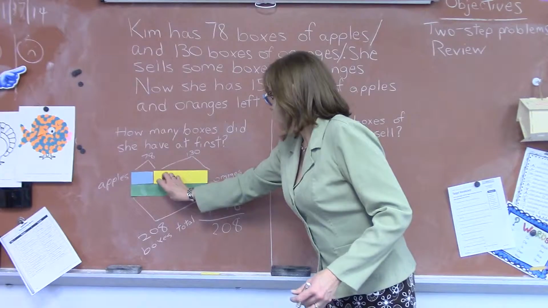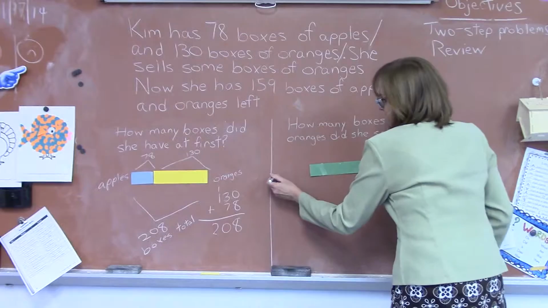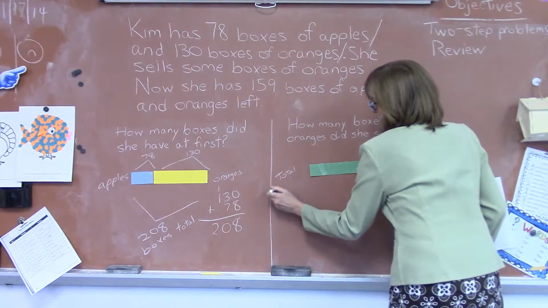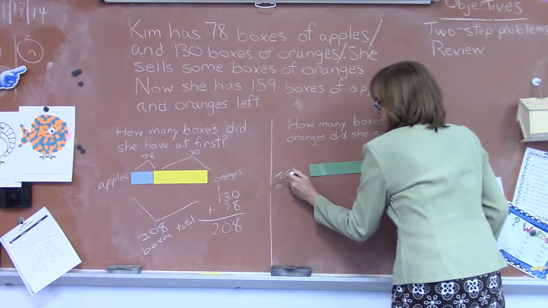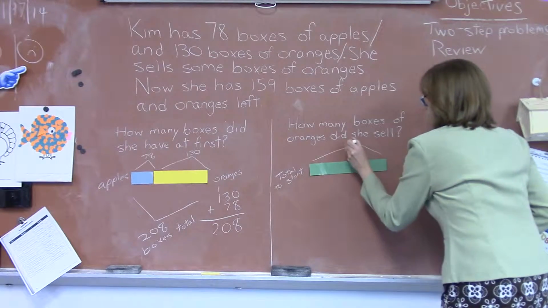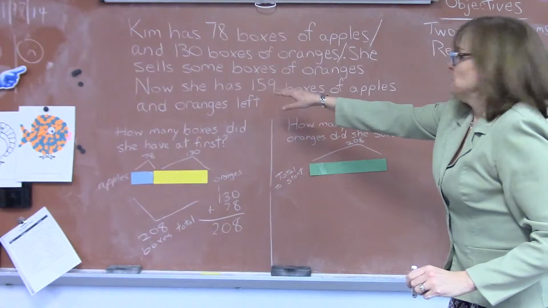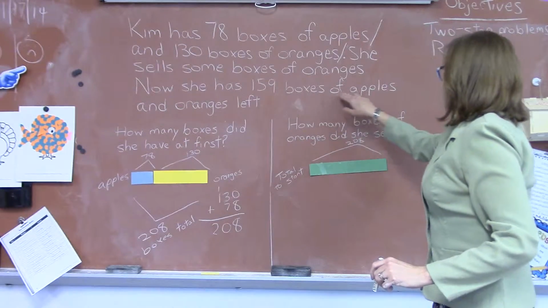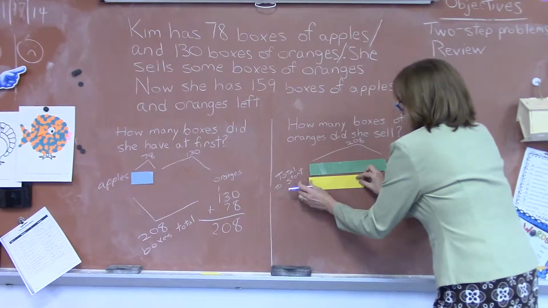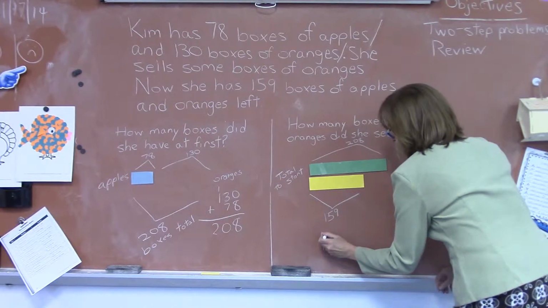I'm going to transfer this 208 boxes total over to here because this is how many she had to start with. This is the total to start. And we know from answering our other question that that number is 208. From our problem, we know that she has 159 boxes of apples and oranges left over. That's going to be this part right here. That's how many she has left over, 159 left over.